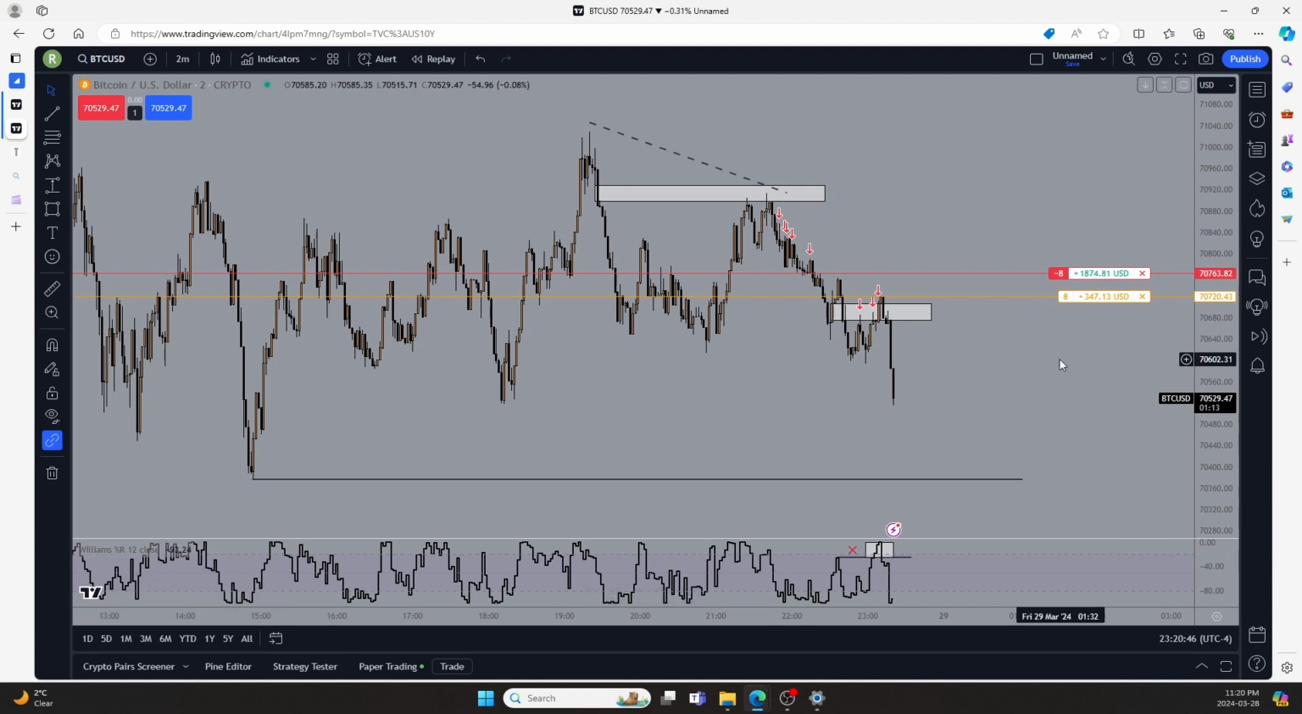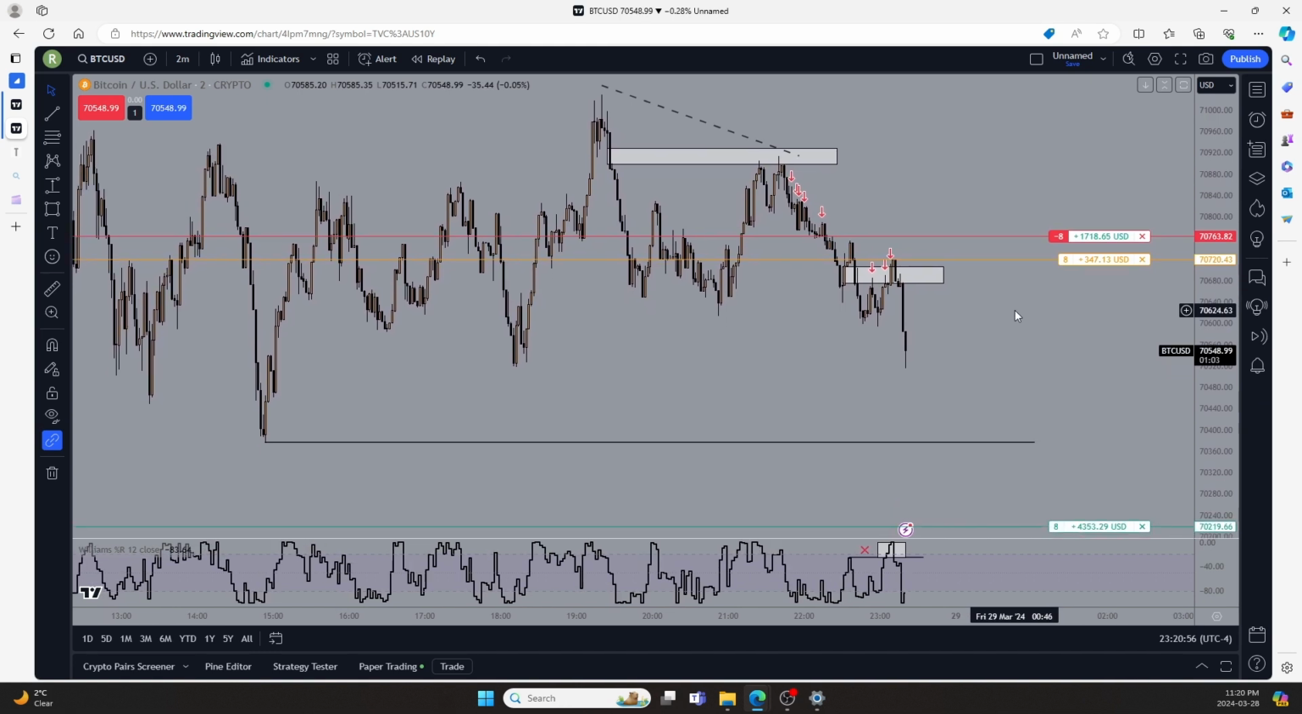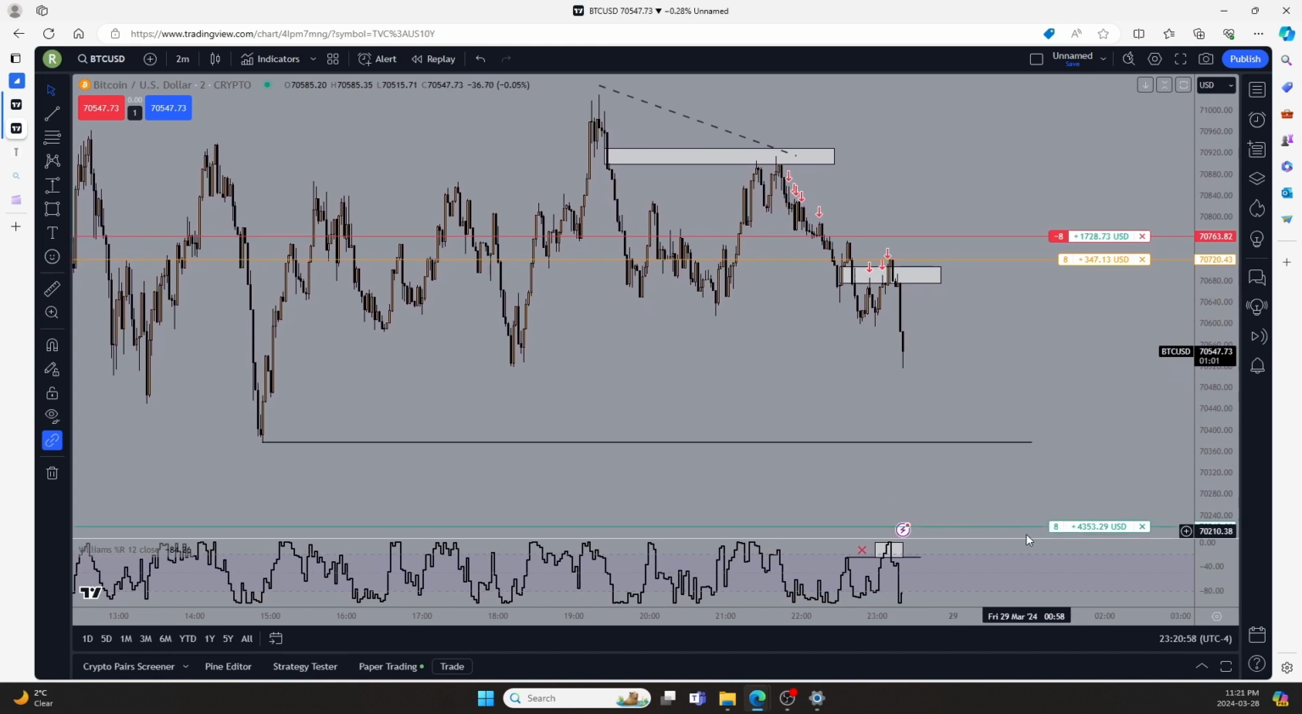So I'm gonna take 5 lots off if and when we get below here, right? And then we'll let the rest run towards the hourly fair value gap.